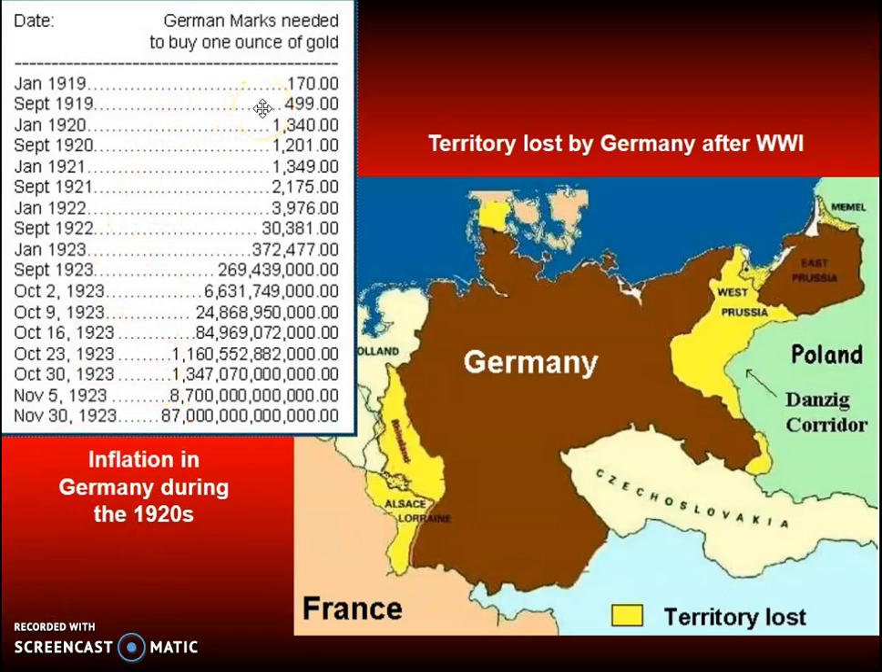By September of 1919, you have almost 500 German marks needed to purchase 1 ounce of gold. You move forward in time to September of 1923, for example, just 4 years later, and now it takes 269 million German marks just to purchase 1 ounce of gold, and that number just keeps creeping higher.